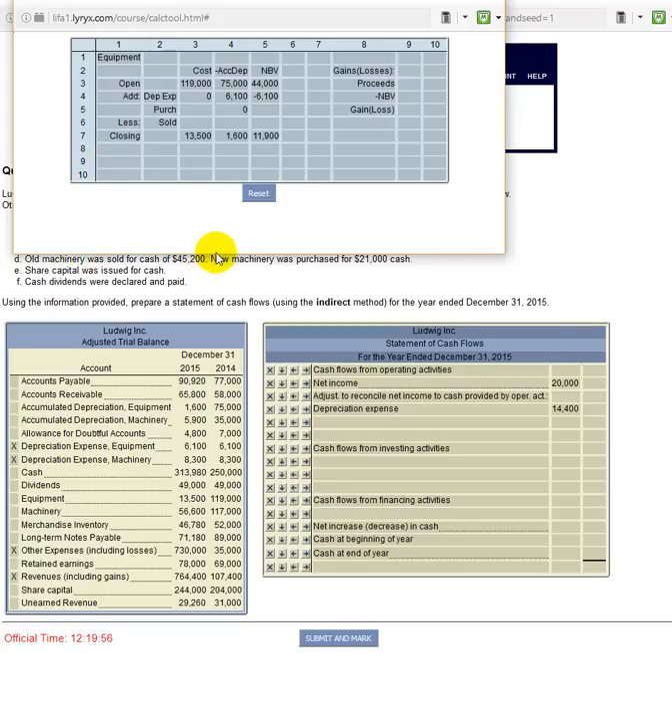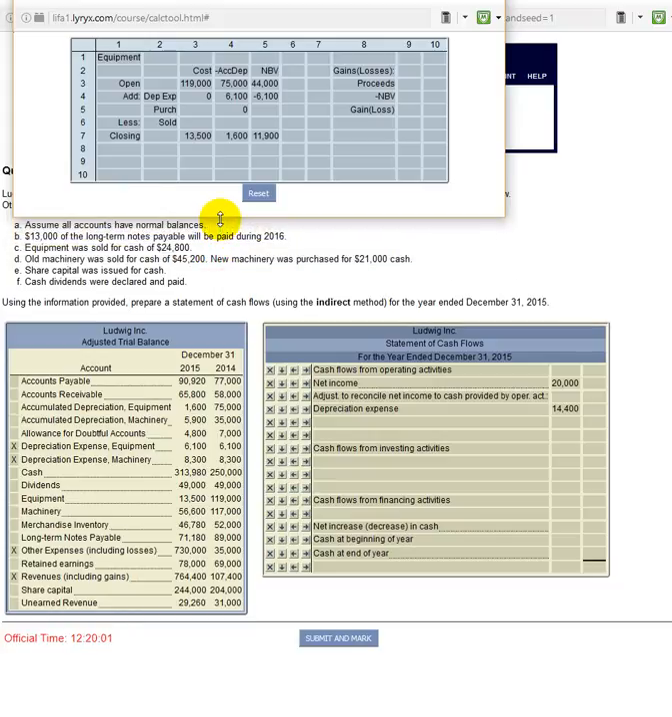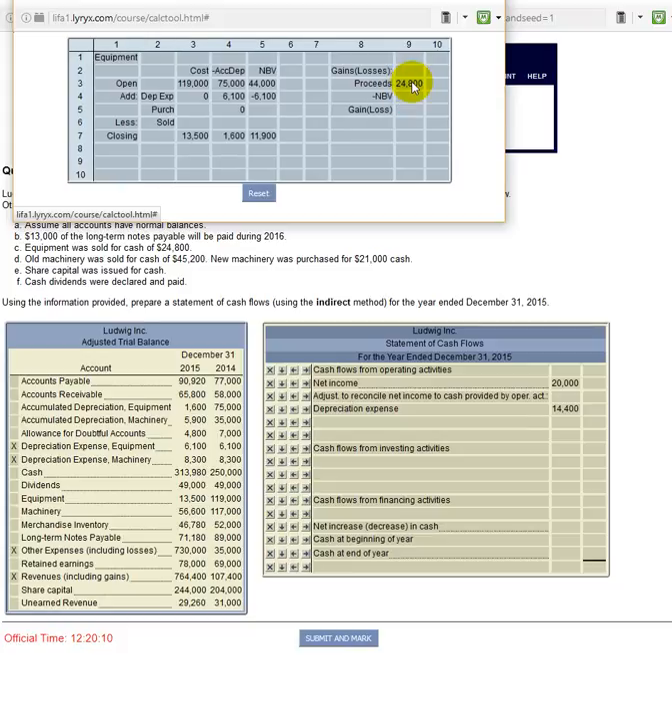Now, let me tidy up here just a little bit, if I can. The information we've been given includes the fact that equipment was sold for cash of $24,800. So the proceeds go here. $24,800 was the proceeds amount. And we need to reconcile these equations in order to determine the cost and accumulated depreciation and net book value of the assets which were sold.